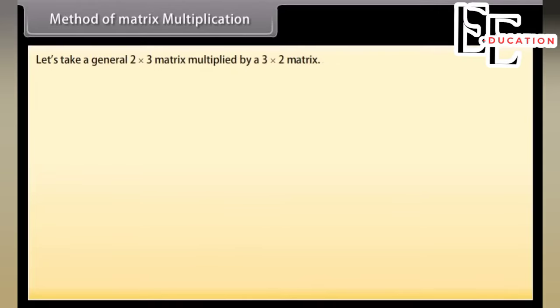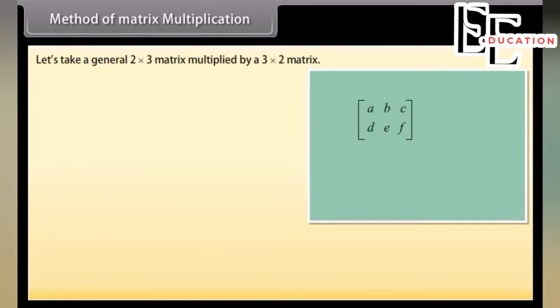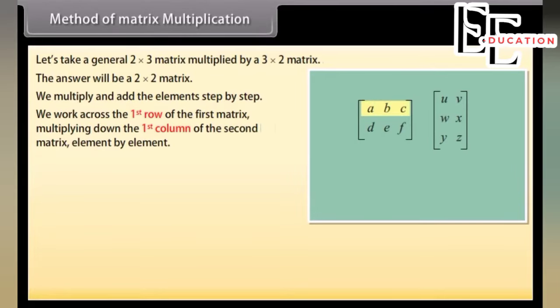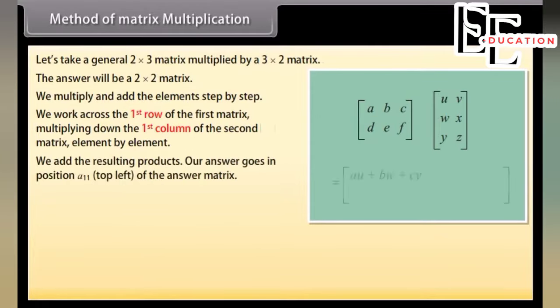Method of matrix multiplication. Let's now learn the method to multiply two matrices. Let's take a general 2 by 3 matrix multiplied by a 3 by 2 matrix. The answer will be a 2 by 2 matrix. We multiply and add the elements step by step. We work across the first row of the first matrix, multiplying down the first column of the second matrix element by element. We add the resulting products. Our answer goes in position A1,1, that is the top left of the answer matrix.